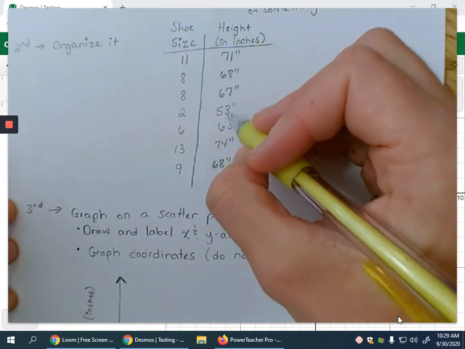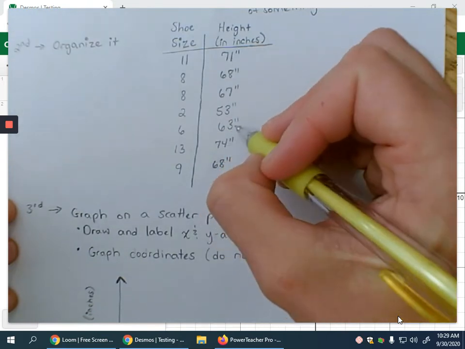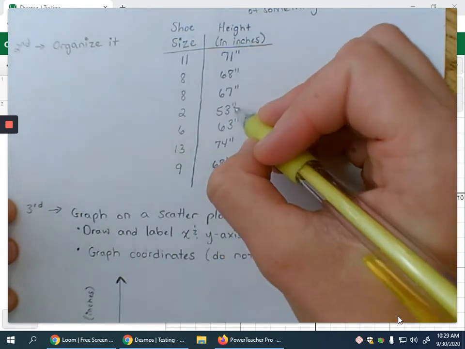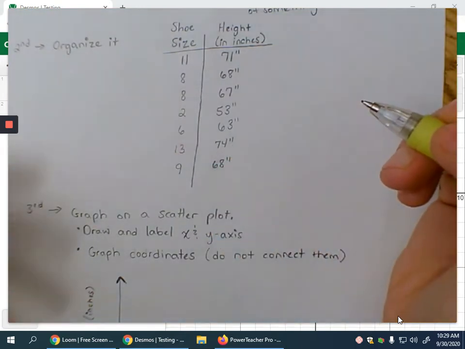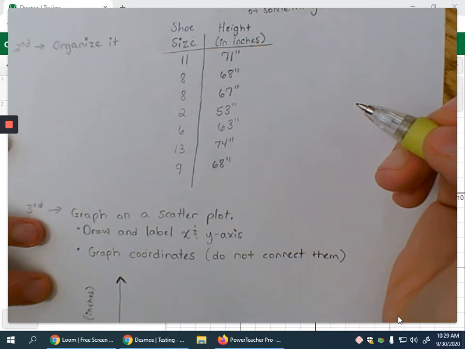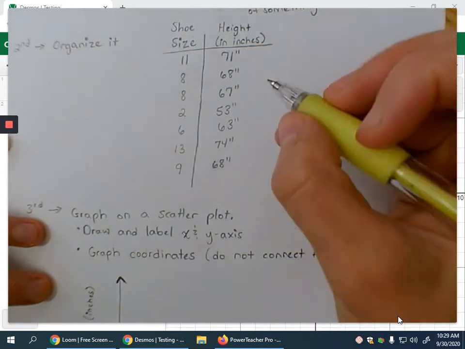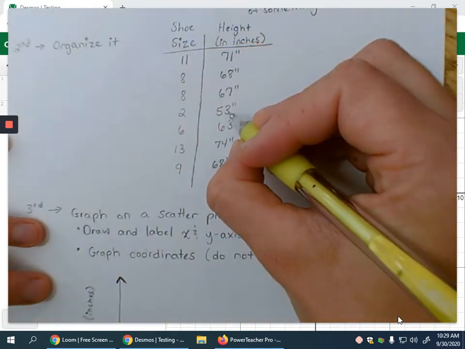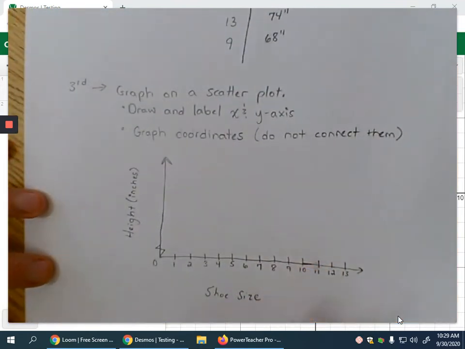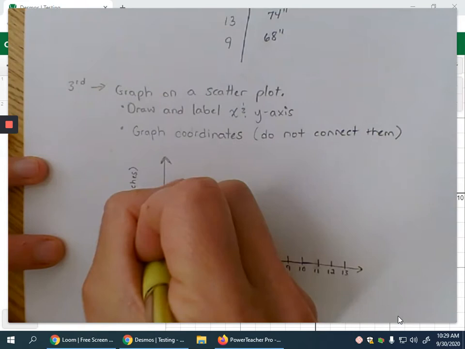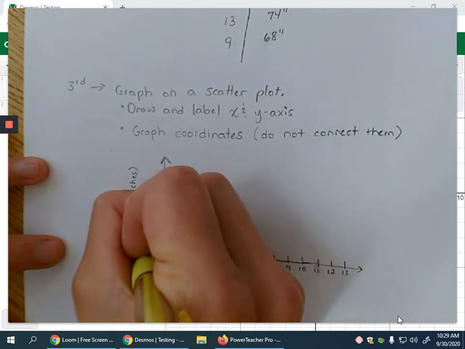So those two are a little bit further apart, so you could go by 2s if you wanted to, just as long as you are able to show your data. So I might go by 2. I'm going to start with 50, since it's close to 53, and then I'm going to go by 2s until I get to 74. So this first one would be 50, and then I'm going to go by 2s until I get to 74.